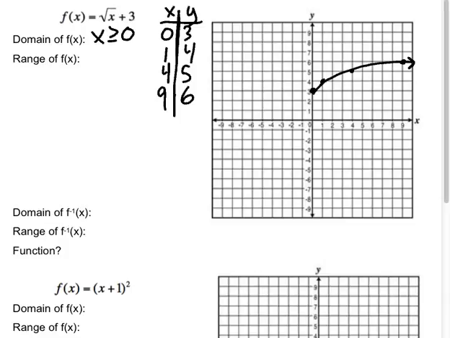And for the range, how high can it go? Well, it's starting at 3 and going up from there. So my range is greater than or equal to 3.